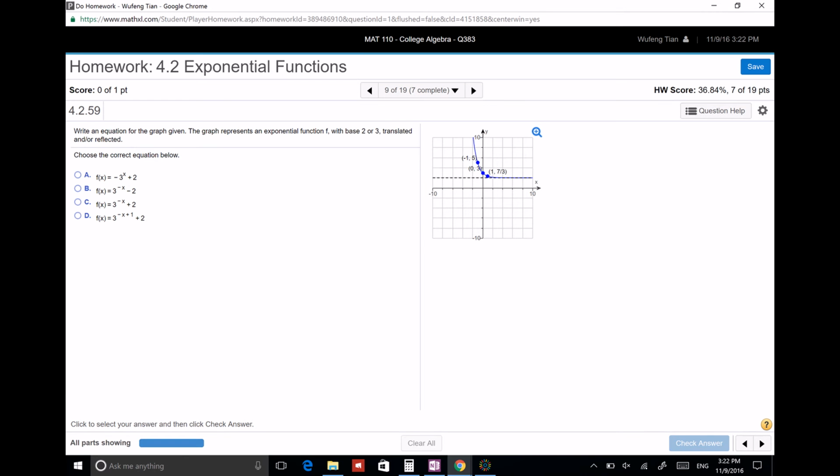The same thing for this one. What you need to do is plug 0 in. x equals 0, y equals 3: A, no. B, no. C, yes. Only C gives you x equals 0, y equals 3.